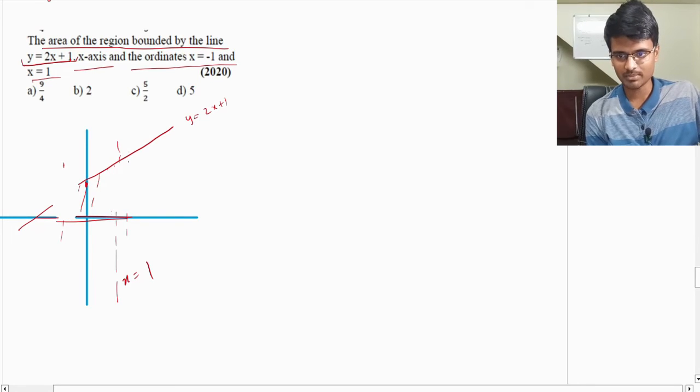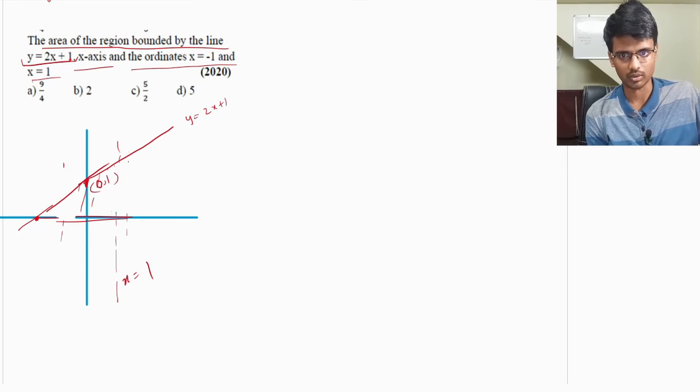Okay, so this is my y equal to 2x minus 1. So this point is somewhere 0 comma minus 1. So what is this point? I have to find that out, right? So here if I put y equal to 0, what is my x? x is equal to 1 by 2, right? So this point is 1 by 2. Okay, so my minus 1 is somewhere here. This is my minus 1, this is my 1. So the region is this thing.